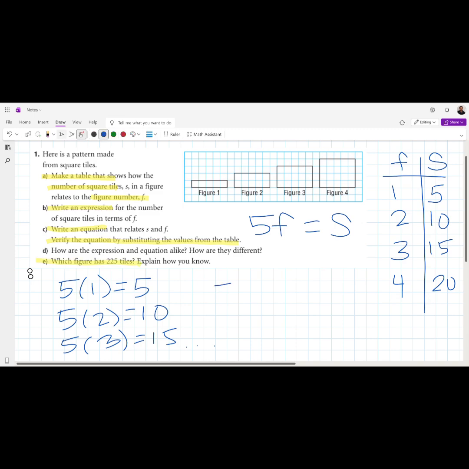If I were to try to figure out which figure has 225 tiles, I would just set up the equation like this and then solve for it. So 225 divided by 5 would be 45.